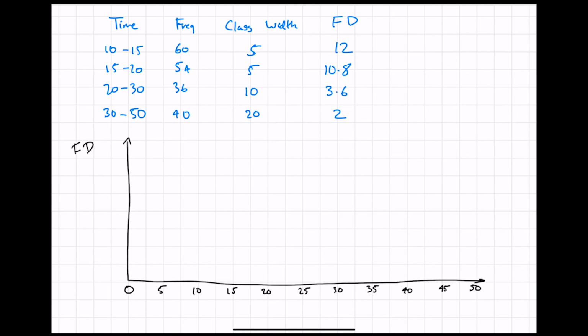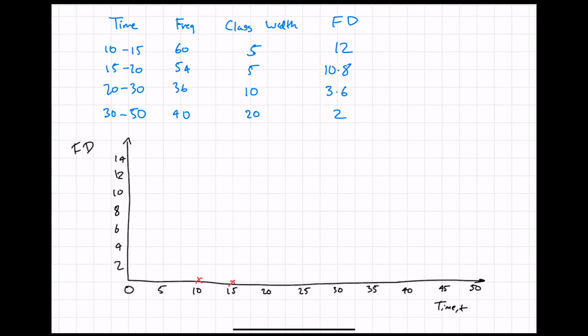This is the frequency density. This is the time t. Our frequency density only goes up to a maximum of about 10, actually 12. So let's go up 2, 4, 6, 8, 10, 12. That fits in perfectly. Now let's fill that in. Starting from the beginning, our first class doesn't start from 0, it starts from 10 to 15, so we're looking at something between 10 over here and 15.